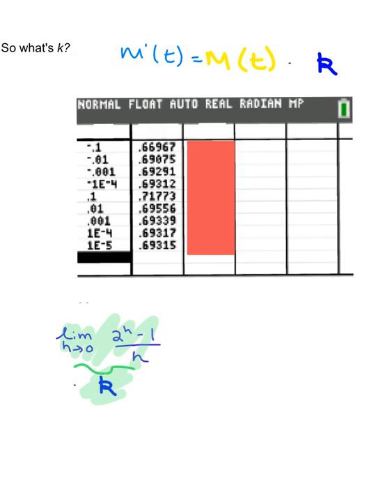But we have two things we're looking at here. So this is what we're looking for. This is our derivative function. We're trying to find that k value, and it's reminding you of what that k value was from the last slide. So it's the limit as h approaches 0 of 2 to the h minus 1 over h.